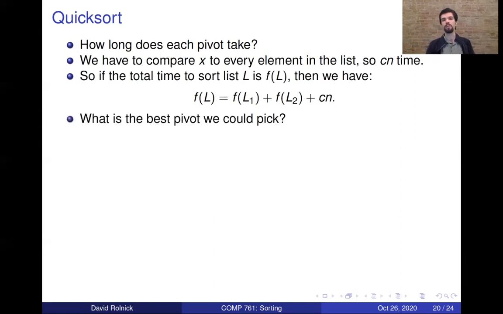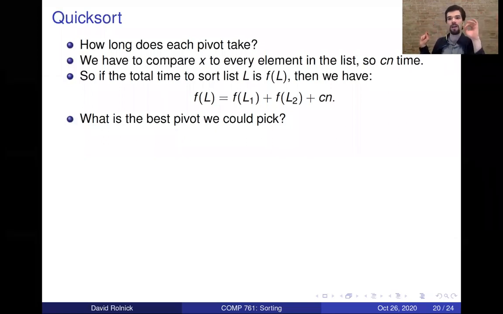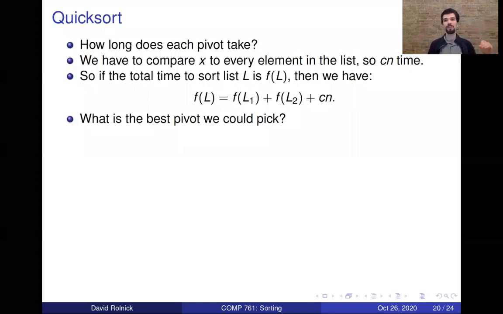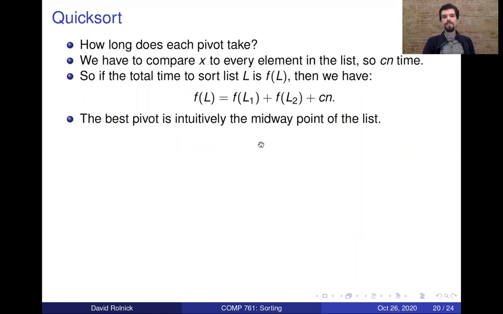What is the best pivot that we could pick? We're doing it randomly, but suppose that the randomness was in our favor. Like, what would be the nicest pivot we would be happy about? Yeah, the one right in the middle. Best pivot is intuitively the midway point of the list, like half of the things are above it and half of the things are below it.